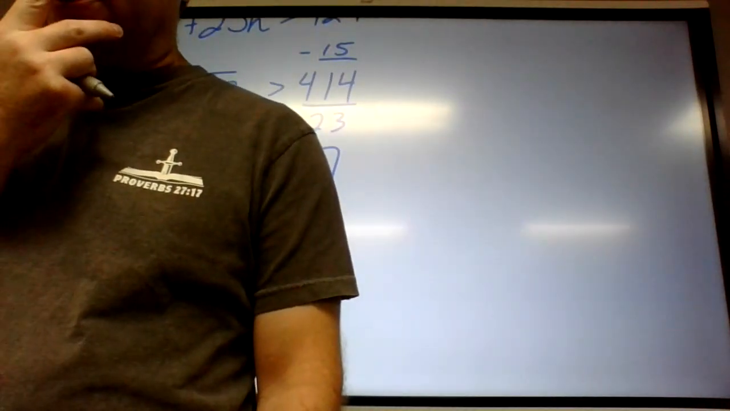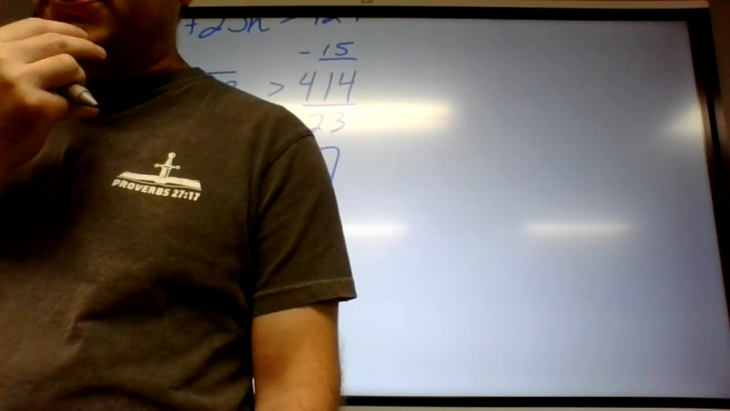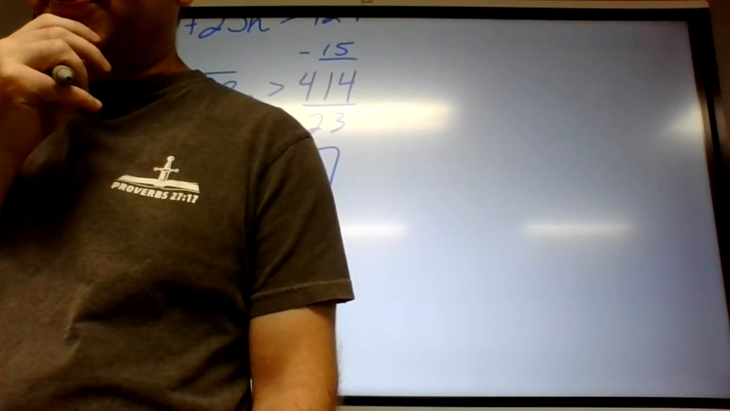Okay, number 16. Find the largest integer such that 8 more than 6 times the integer is less than 42.